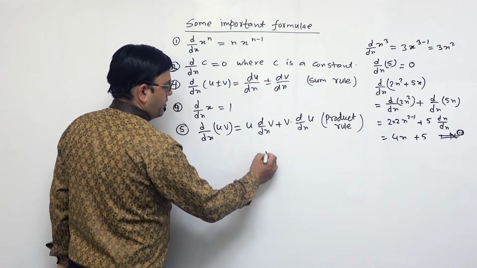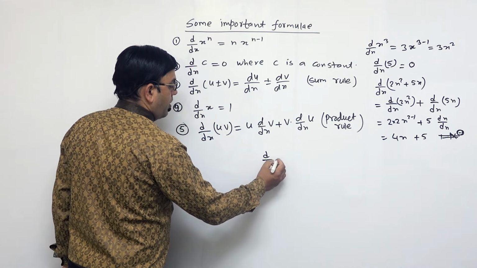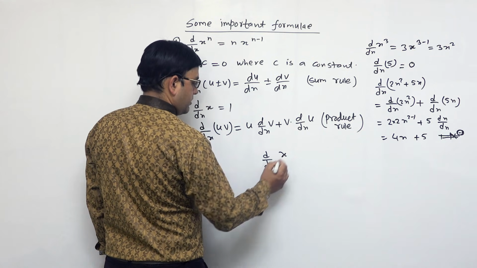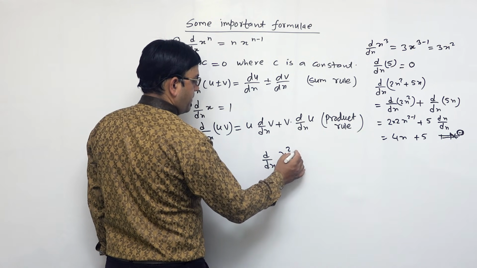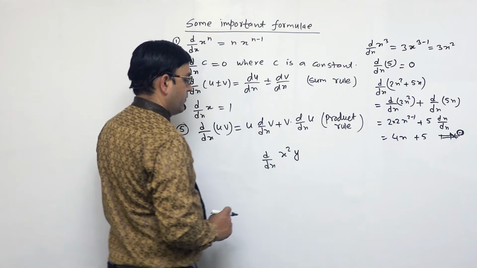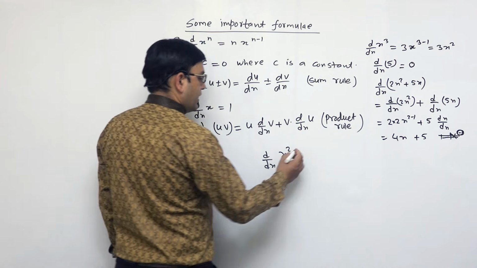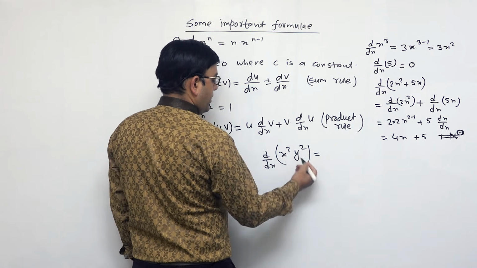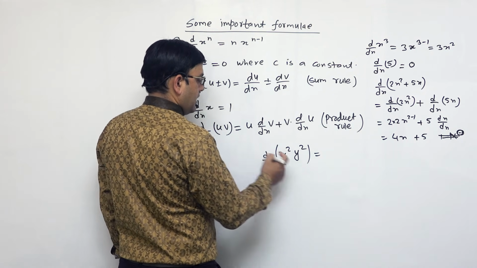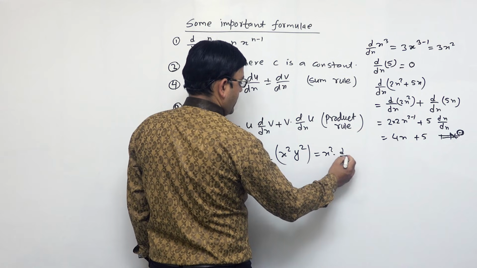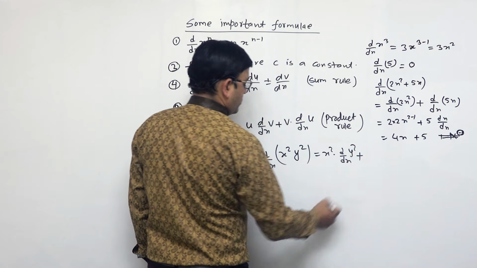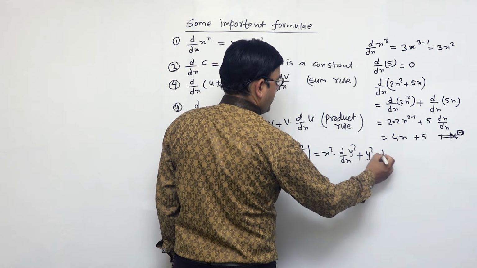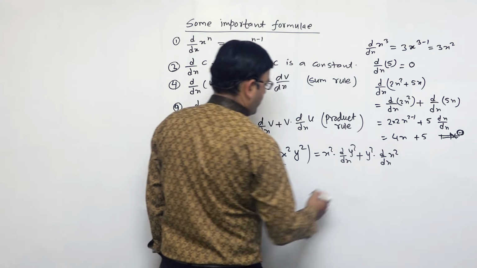We can give one example of this. Suppose we are to find the derivative d by dx of x square y square. In this case, we will do it like this. According to this formula, we first write x square times d by dx of y square plus y square times d by dx of x square. We'll do it like this.